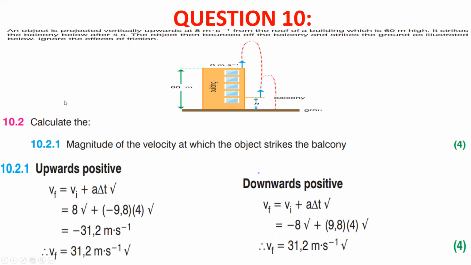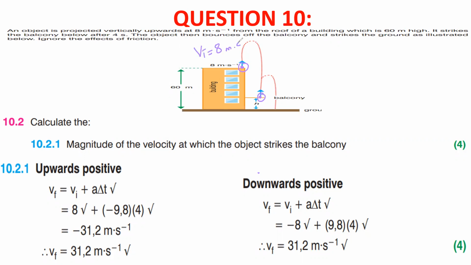What we said, we remember: always choose your 2 points. First point is your initial position. Second point is your final position. The object is going up and coming down. If you want, you can choose this as the final position, calculate something there and come back, but the easy way is this is my initial position and this is my final position. So for the initial position, what's my V initial? It is 8 meters per second.